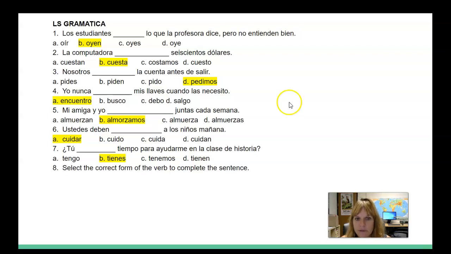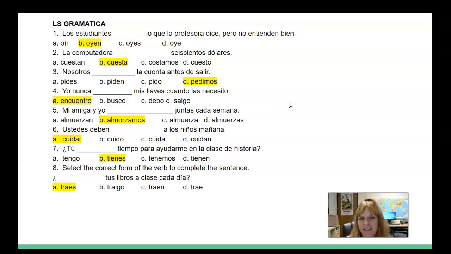Select the correct form of the verb to complete the sentence. Blank tus libros a clase cada día. ¿Traes tus libros a clase cada día? Do you take your books to class every day?